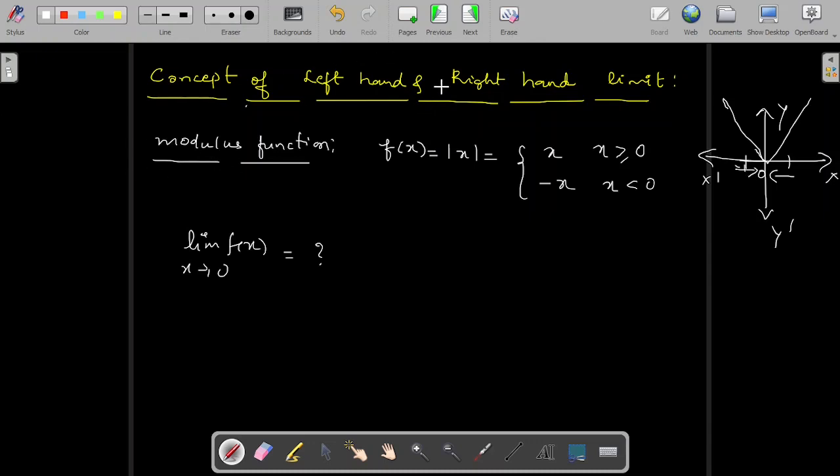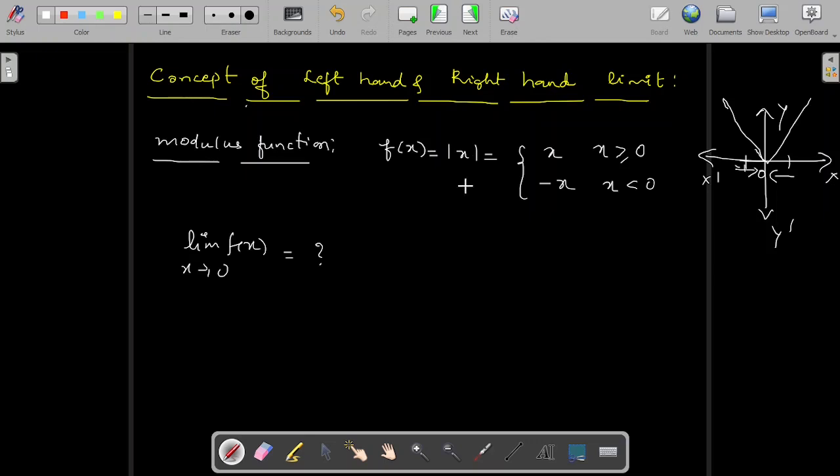But in case there are two different functions for one particular value, like if the function is split as greater than some particular value one function, less than some particular value another function, in such cases you always have to find the left hand and right hand limit, and if both are equal then only the limit exists. Consider the simplest function, that is the modulus function.